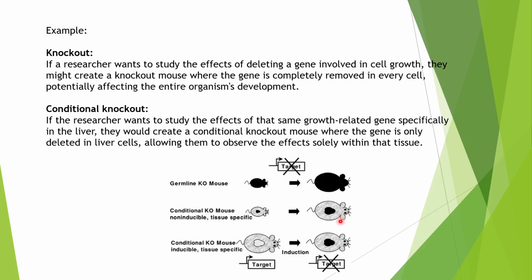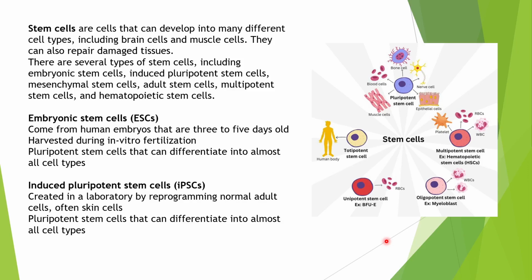But in case of inducible, you can manipulate the time, or at which stage you want the deletion. So it won't be deleted from the beginning or during the entire life of the organism, only at a particular stage of development or at a particular time when you want to do the experiment, you can induce the deletion of that gene. So there are several ways and methods and tools which can be used to do these kinds of knockouts. Next is the stem cells.